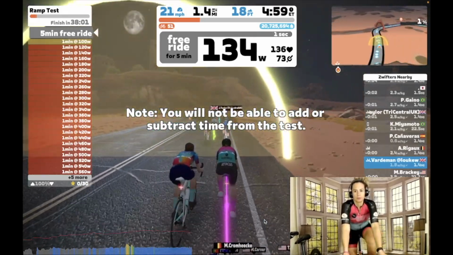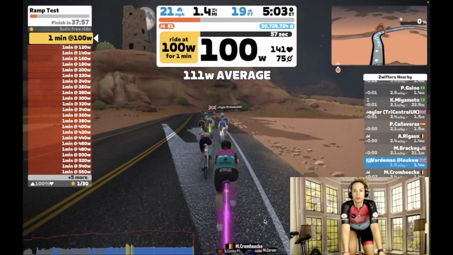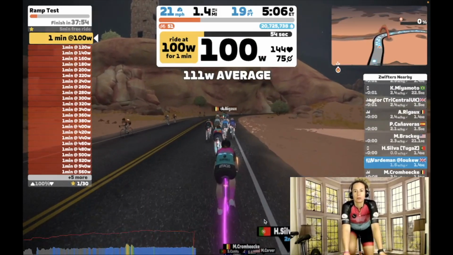Okay, warm-up's done. We're now moving into the 100 watts and then moving up 20 watts every minute as the test progresses.